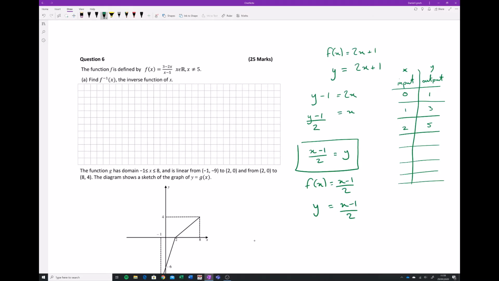If I place in 3, am I going to get 1? So 3 minus 1 is 2, divided by 2 is 1. And if I place 1 in, I do get 0 over 2, which is 0. So this thing here is the inverse function, is what we would say. Okay, so that's what you would do for an inverse function.